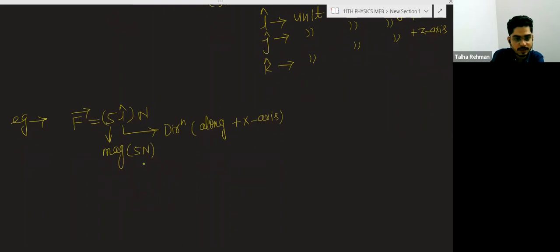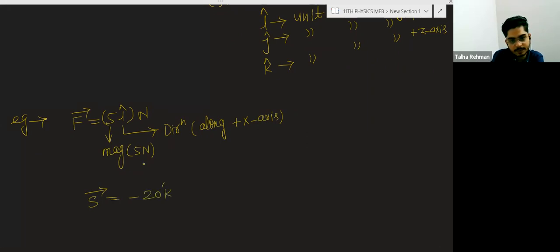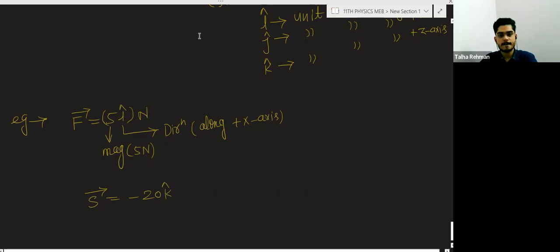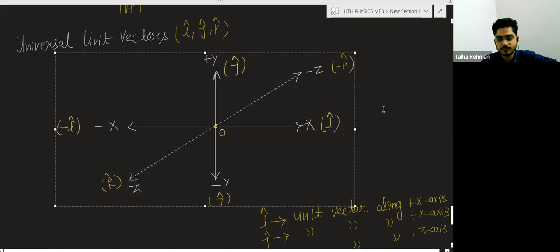So in this way also you can identify the direction of the vector. Suppose the displacement is given as minus 20 into k cap. See this diagram first. Both of you see this diagram. Take one minute.